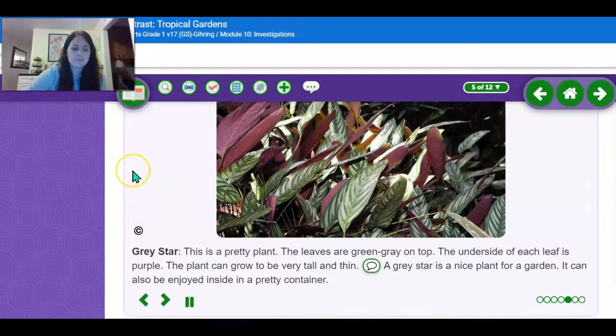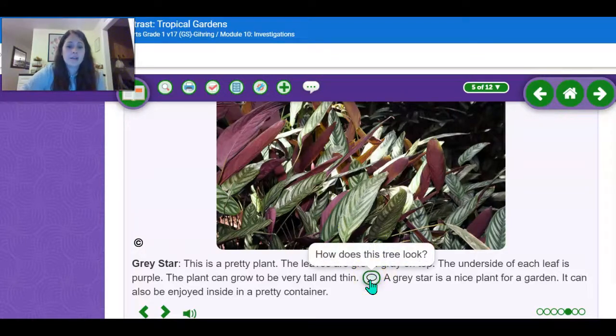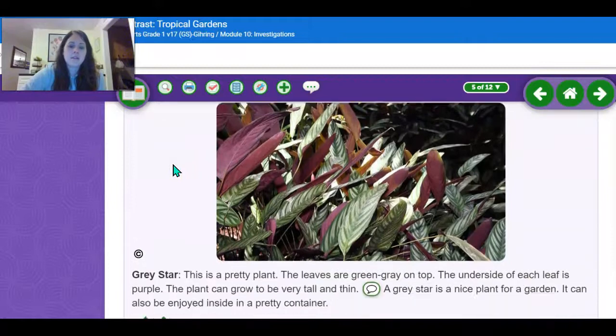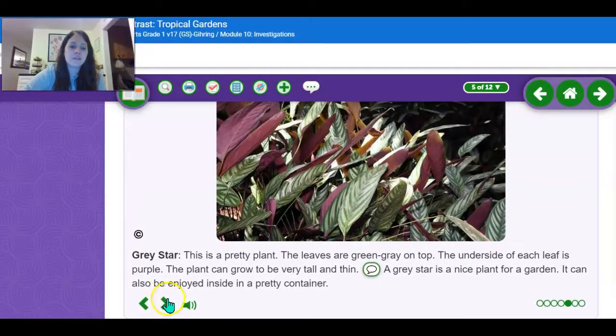Gray star. This is a pretty plant. The leaves are green-gray on top. The underside of each leaf is purple. The plant can grow to be very tall and thin. A gray star is a nice plant for a garden. It can also be enjoyed inside in a pretty container. And how does this plant look? So we're thinking of all 3 that we've seen so far, all very different.